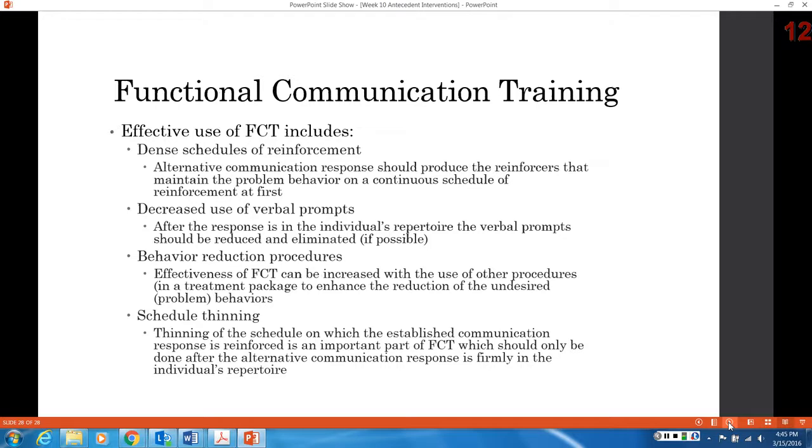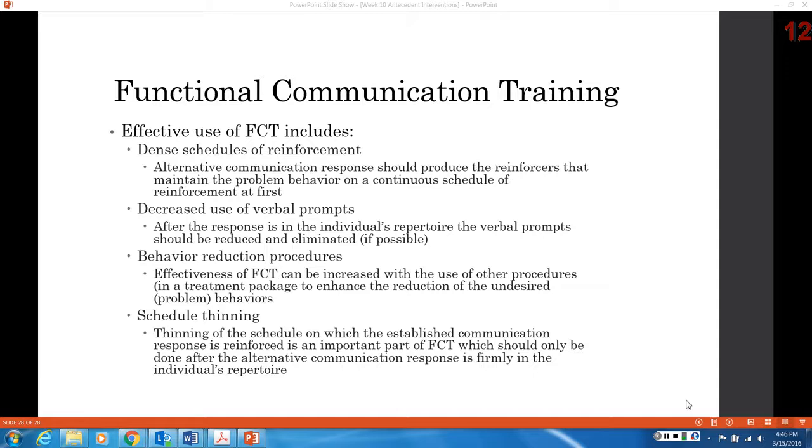When implementing FCT procedures, it is important to deliver the reinforcer that maintains problem behavior on a dense schedule following alternative communication responses. In addition, the behavior analyst should decrease verbal prompts to use the functional communication response as soon as the response is in the individual's repertoire.